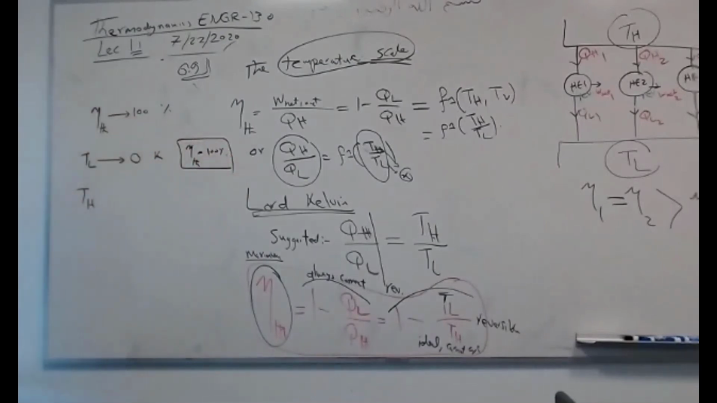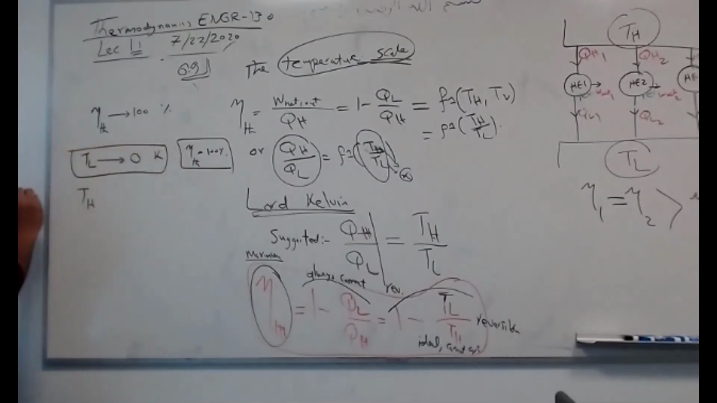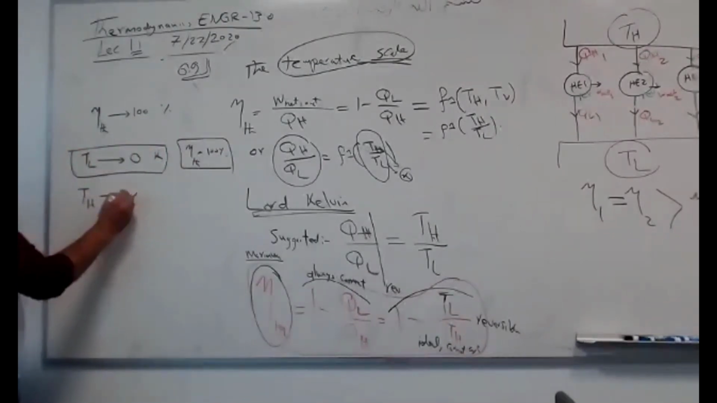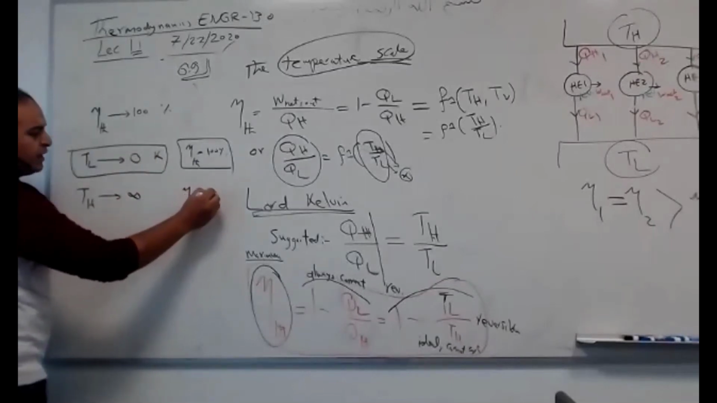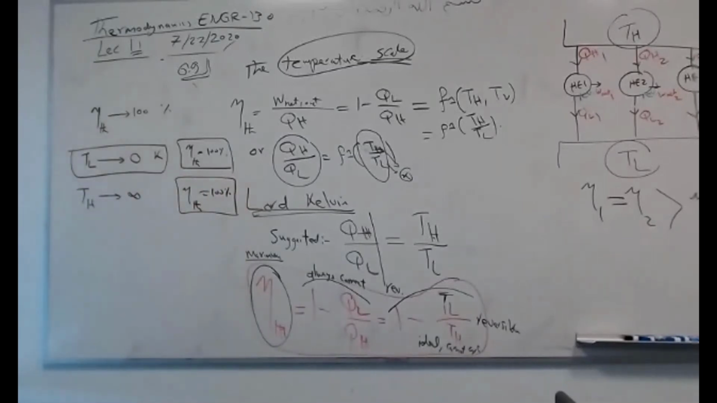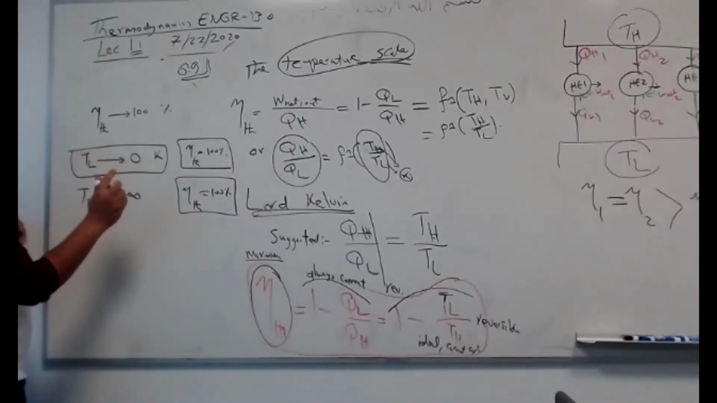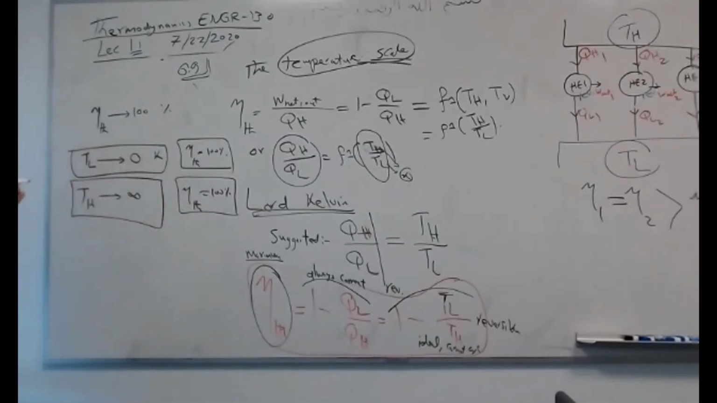If it's just 1 Kelvin, it's not 100%: 1 minus 1 Kelvin over T high. So I wish to have T low as small as possible. How about T high? I want it as large as possible. So there are two ways to make the efficiency 100%: decrease the lower temperature to the minimum, which is, let's say, 0, which is impossible, or make the higher temperature infinity, the maximum you can get.